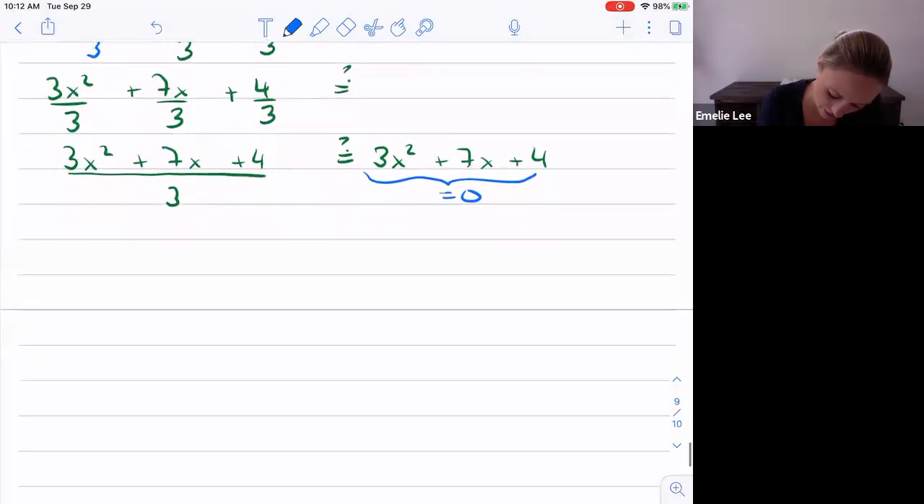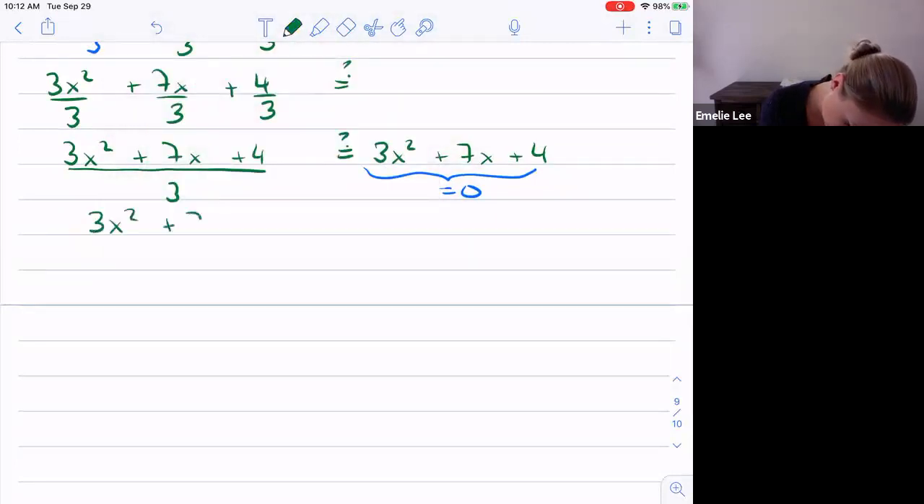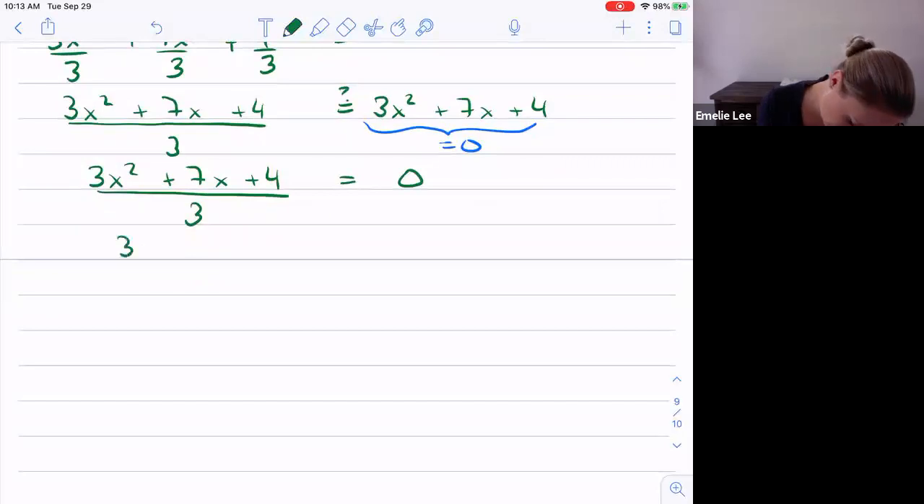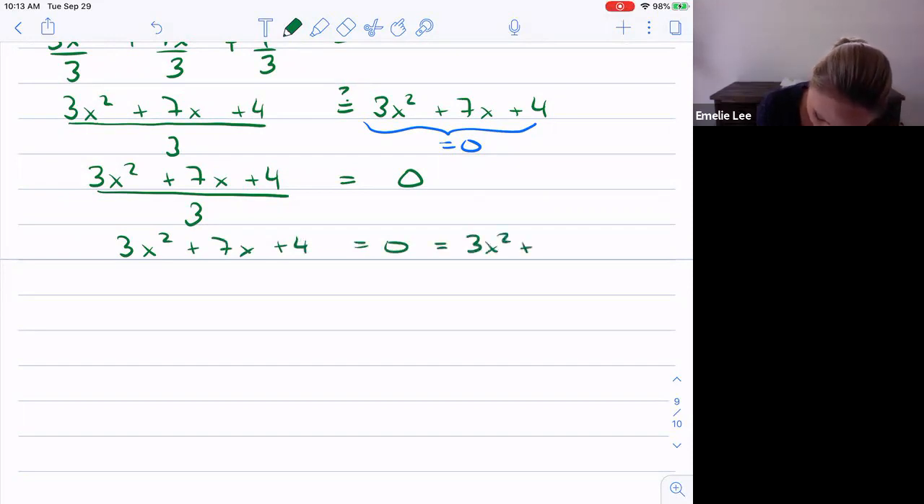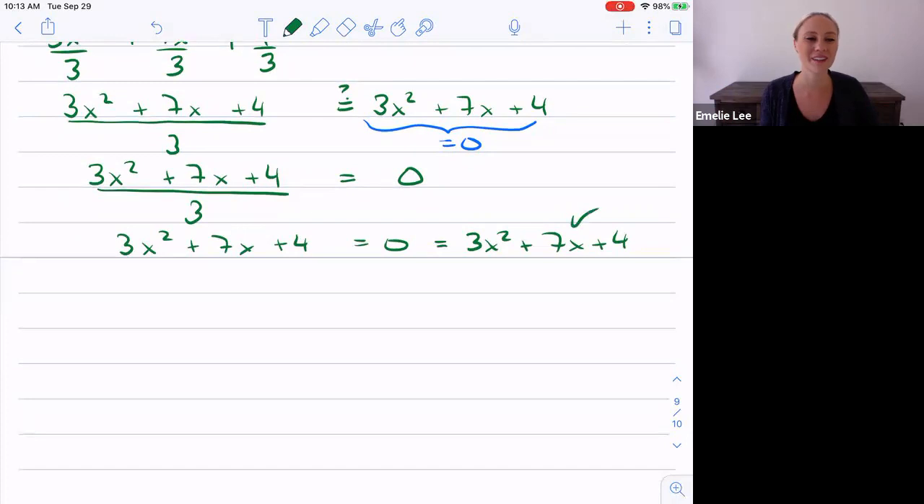So what I'm going to do is show that 3x squared plus 7x plus 4 divided by 3 equals 0. I'm temporarily replacing this with 0 because it has to equal 0, just to illustrate that. Then I can multiply both sides by 3. 0 times 3 is 0. And then I'm back to where I was supposed to be, 3x squared plus 7x plus 4 equals 0. That was just checking our work.